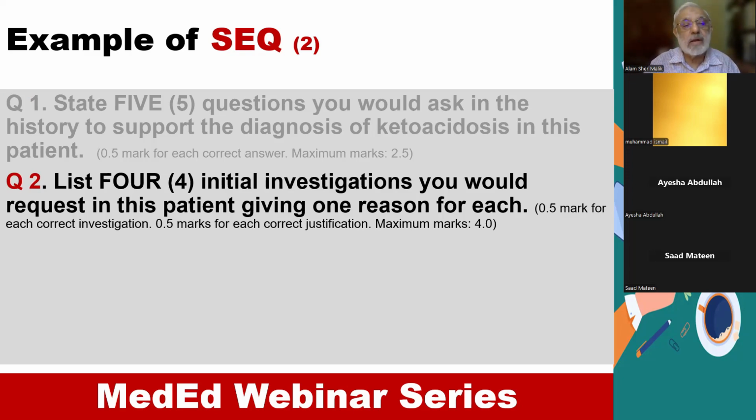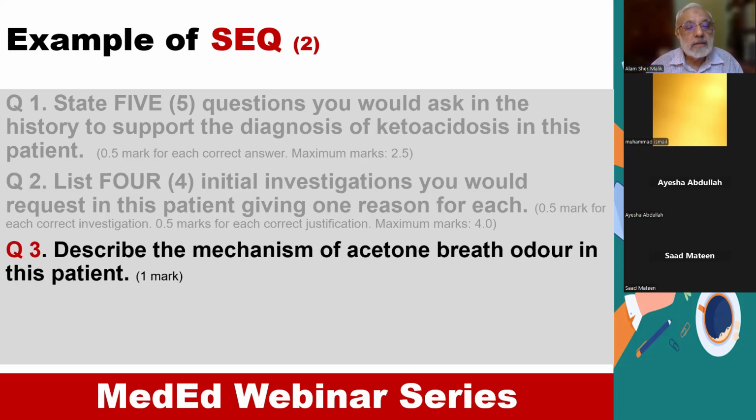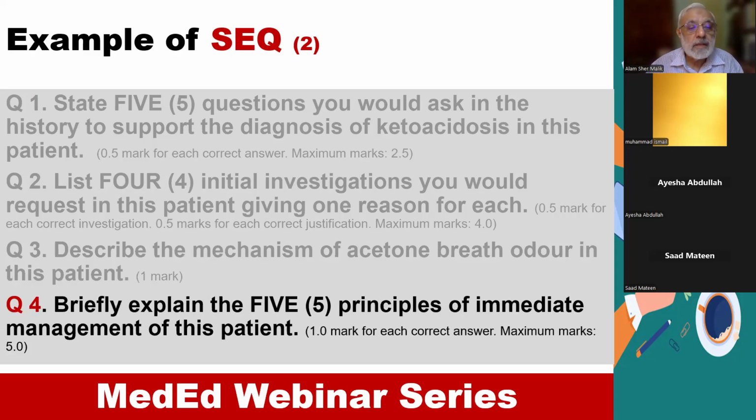So they have to not only name the investigation, but they have to justify why they are asking for that investigation. Third question: describe the mechanism of acetone breath odor in this patient. And the fourth question: briefly explain the 5 principles of immediate management of this patient.